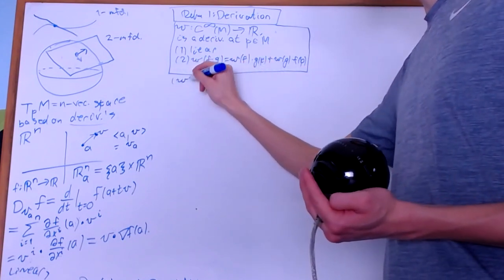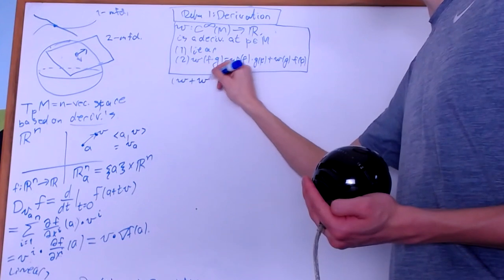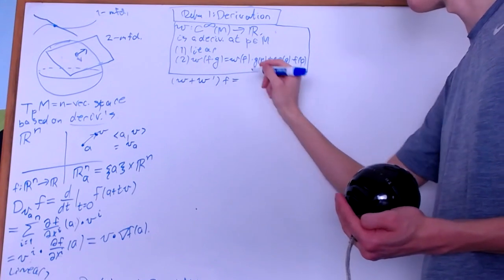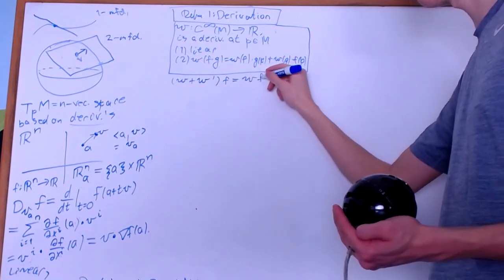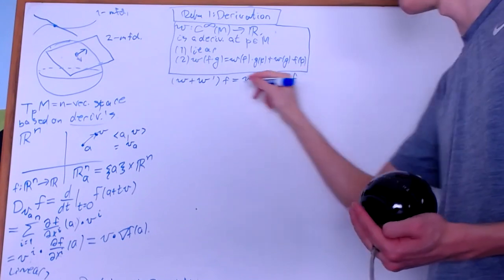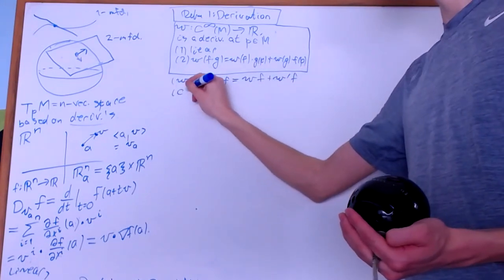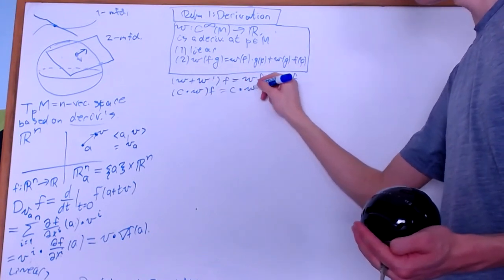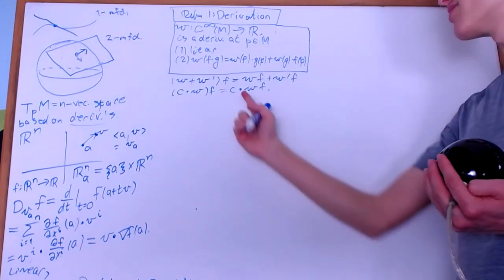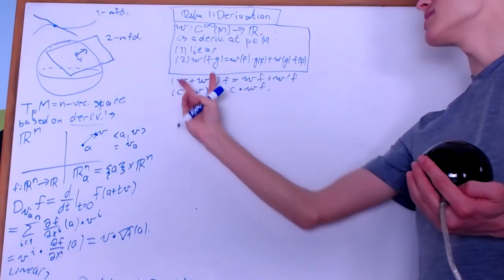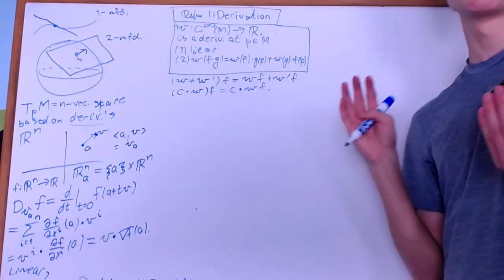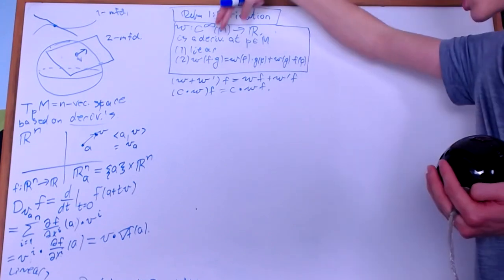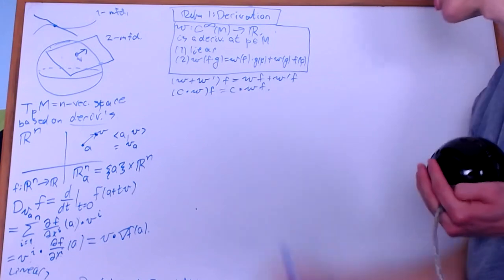Namely, if I want to do W plus W prime, the summation of two derivations, when I apply it to some function f, I'm going to define it to be just Wf plus W prime f. In a similar way, if I want to do a scalar c times W applied to f, then that's going to be defined to be c times W applied to f. And then it's very, very easy to show that not only are each of these operators derivations, but that they follow the axioms for a vector space. And so what we've done is take this generalized version of a derivative and turned it into a vector space.